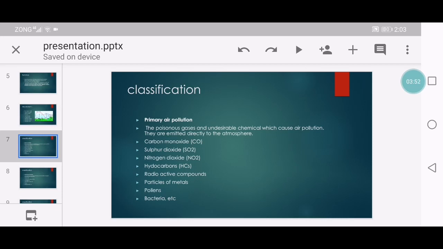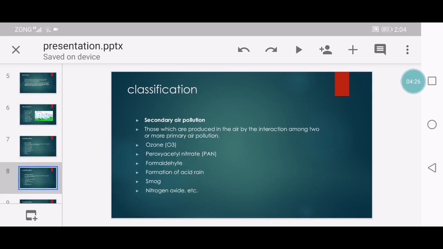Then its classification. Primary air pollution. Primary air pollution is the poisonous gases and undesirable chemicals which cause air pollution, and they are emitted directly to the atmosphere. They may be carbon monoxide, sulfur dioxide, nitrogen dioxide, hydrocarbons, radioactive compounds, particles of metals, pollens, bacteria, etc.